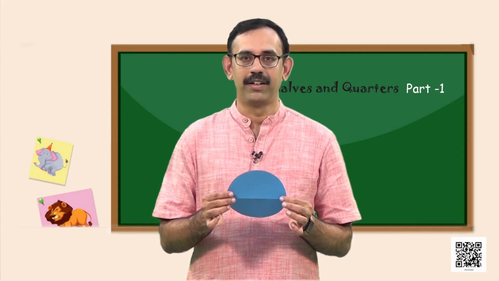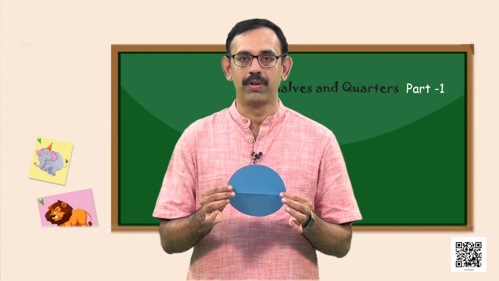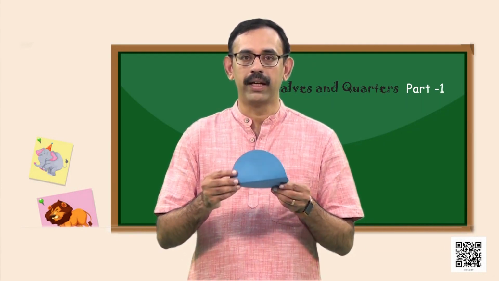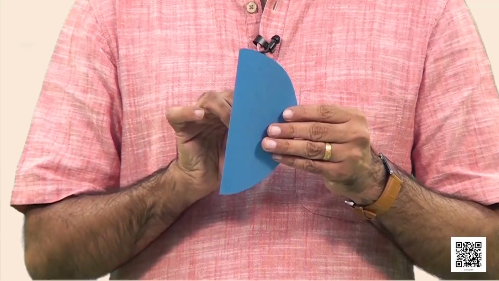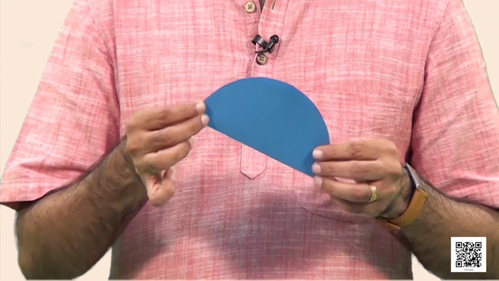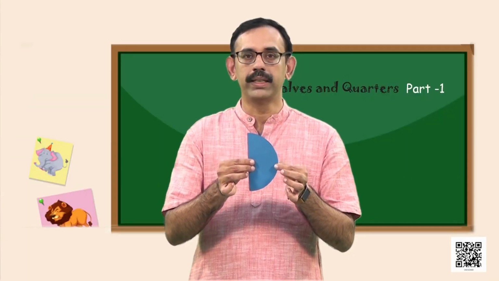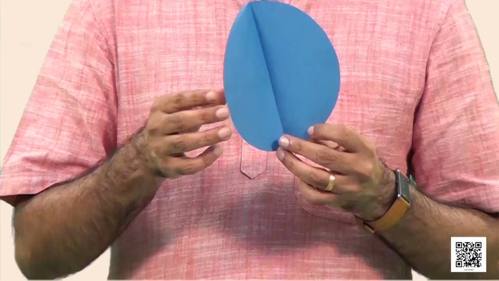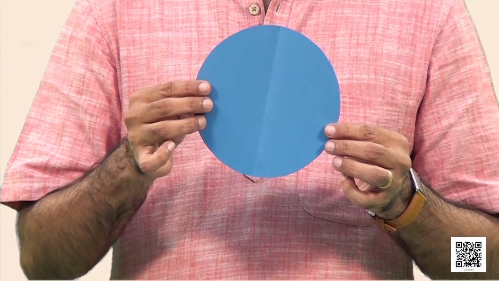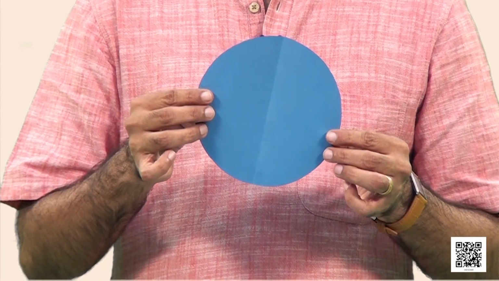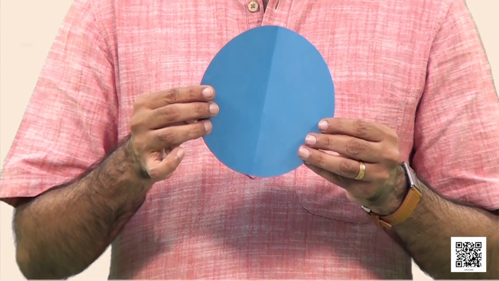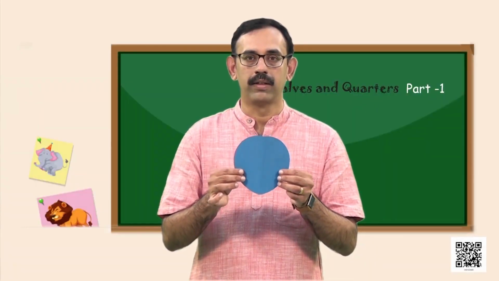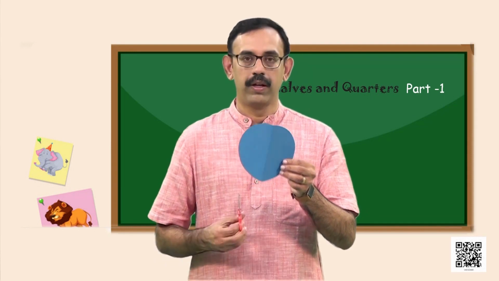Let us take a circle. We want to divide it into half. How will you do it? First, we will fold this like this. Both the sides should overlap. Now, open it. You can see a crease. We have to cut it along the crease like this.